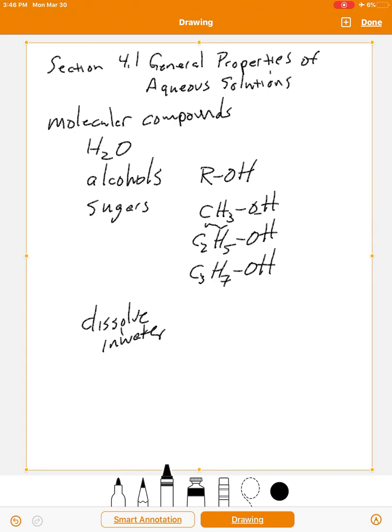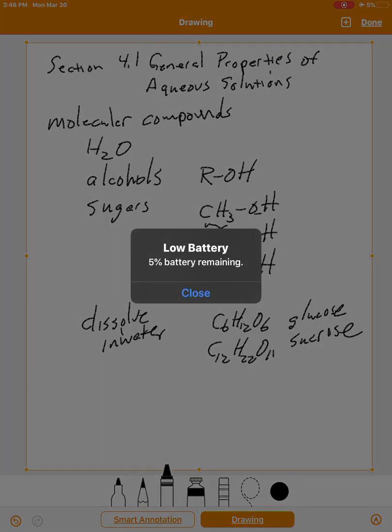Now, what about sugars? Sugars, you are familiar with perhaps glucose from chapter 3, and sucrose. From chapter 3. Those are examples of sugars. Sugars are also very soluble in water. They dissolve in water. And the alcohols and sugars both dissolve in water for the same reason. They actually have something in common with water, and that is that their structures are actually pretty similar.